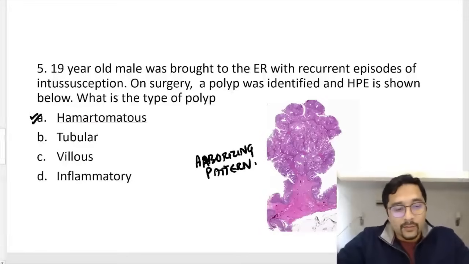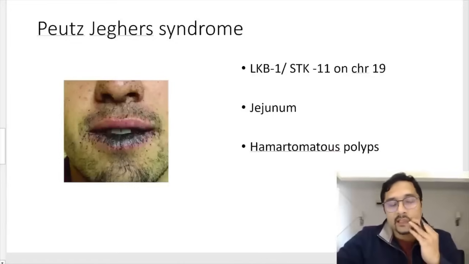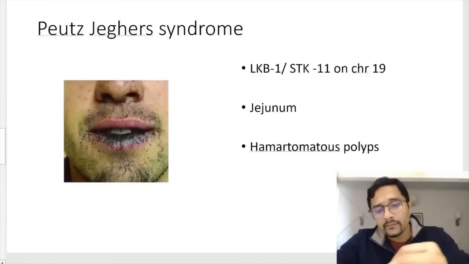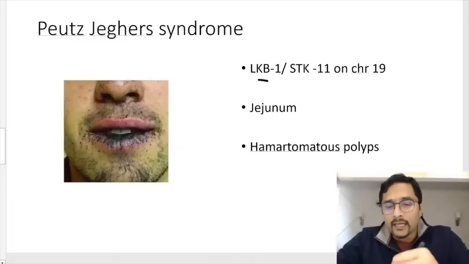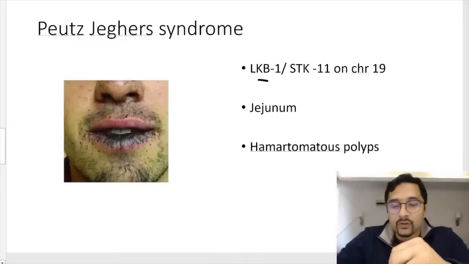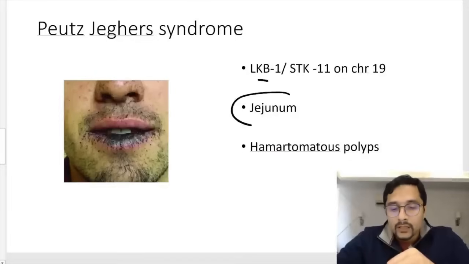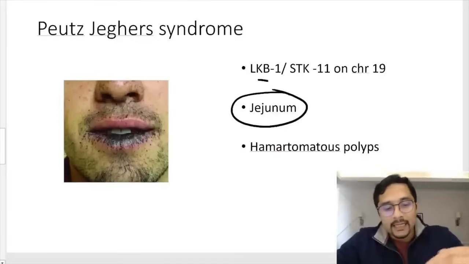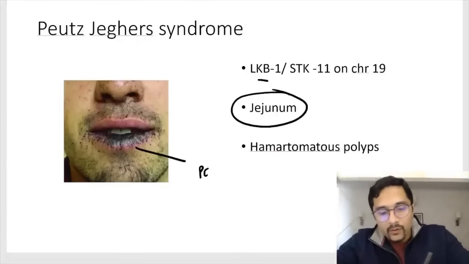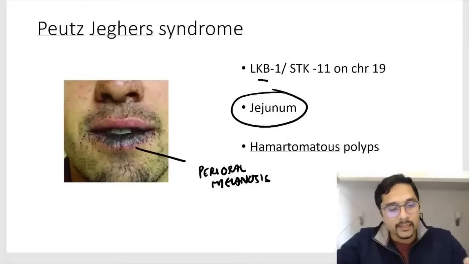And this syndrome has been asked many times. Peutz-Jeghers syndrome. Many times this has been asked in the FMG exam. This is because of LKB1 STK11 gene on chromosome 19. Jejunum is the most common site. And you are going to see perioral melanosis in these patients.